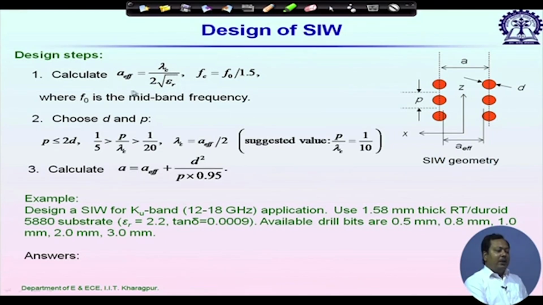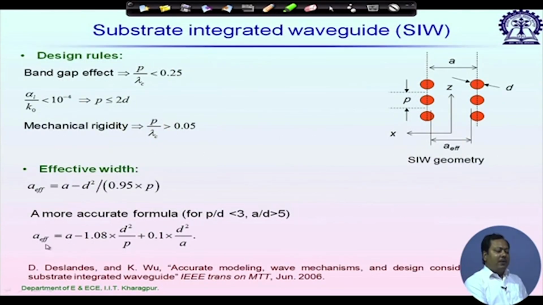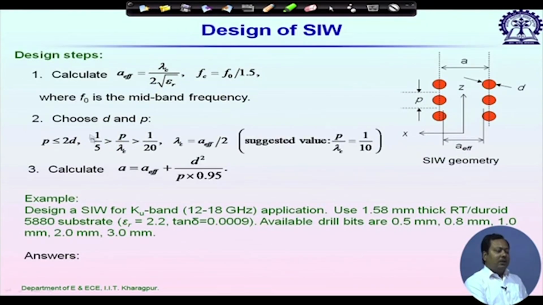Now, we have A effective, so we can use this formula to calculate the physical separation A. Next, we have to choose D and P. Already we know the requirements: P should be less than or equal to twice D, and P by lambda c has a lower limit and upper limit, it should be within 1 by 5 to 1 by 20. If nothing is specified, we choose a midpoint value, P by lambda c equal to 1 by 10, and then, since we already calculated A, we now have all the parameters.